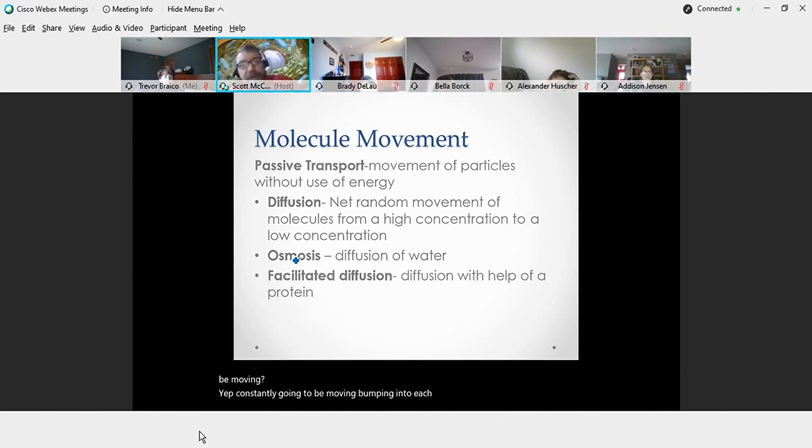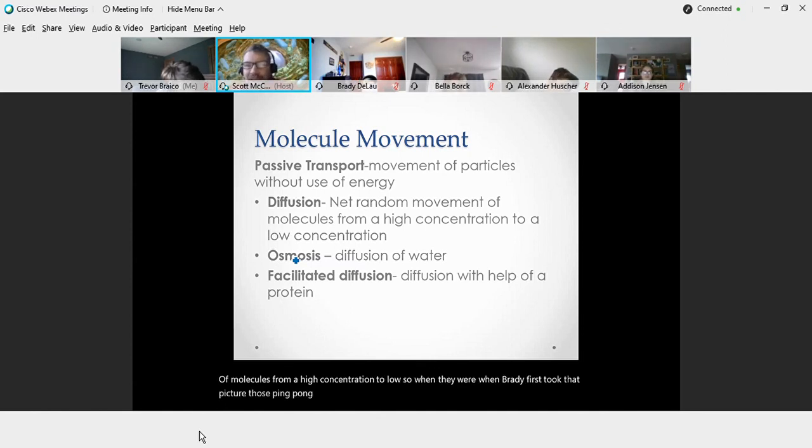Now, diffusion is the process of the net random movement of molecules from a high concentration to a low. So when Brady first took that picture, those ping pong balls were in a very high concentration, all clumped together. He came back an hour later and they were all spread out. So what they had to do is they diffused, right? Those ping pong balls went from a really high concentration to a really low concentration. And they did it naturally. They just kind of bumped into each other and naturally moved around.